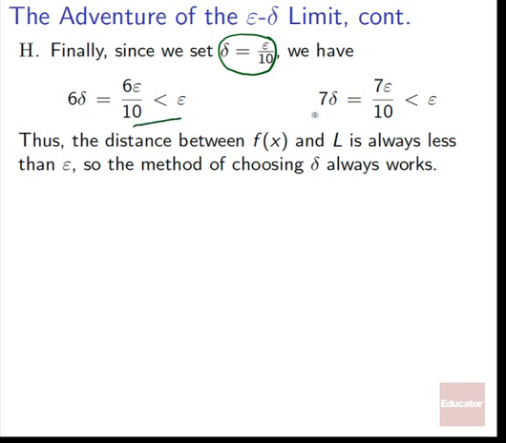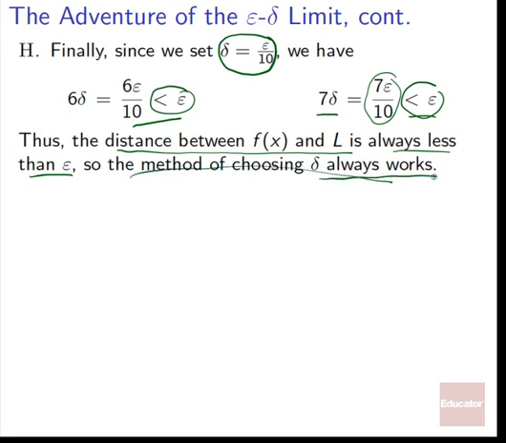Furthermore, the other most extreme value was going to be less than 7 delta, and we have 7 epsilon over 10, which is indeed less than epsilon. Thus, we have shown that plugging in our most extreme values will show that the distance between f of x and L is always less than epsilon. We plug in our most extreme possible value, that gives us our most extreme possible vertical distance, and it still winds up being less than epsilon when we work the whole thing through. So the method of choosing delta always works. We see that this delta equals epsilon over 10 will always work. It will never fail.